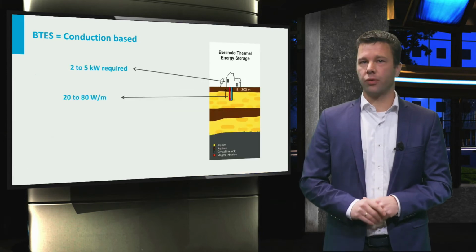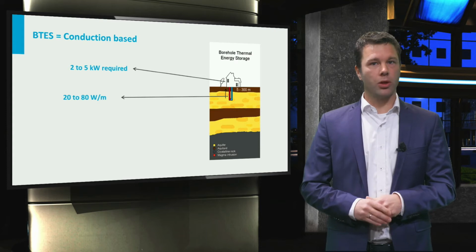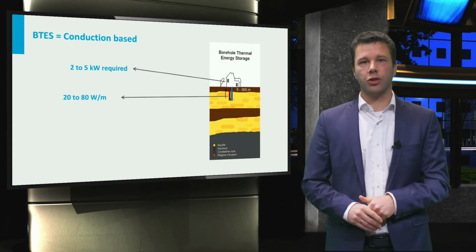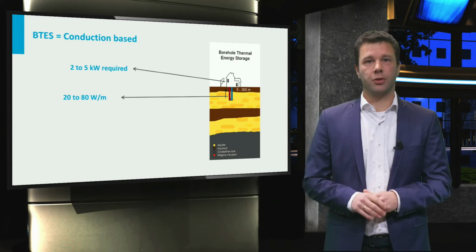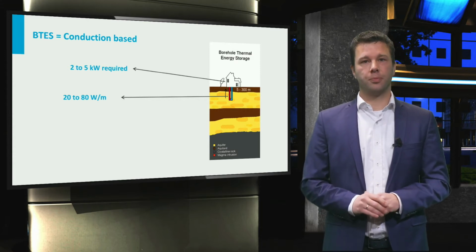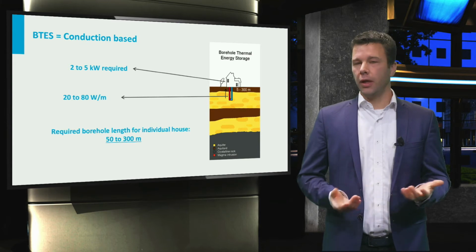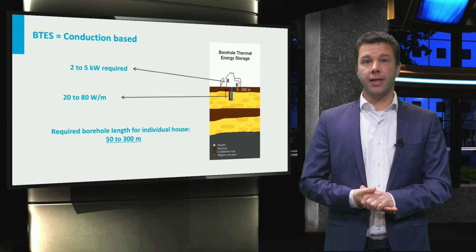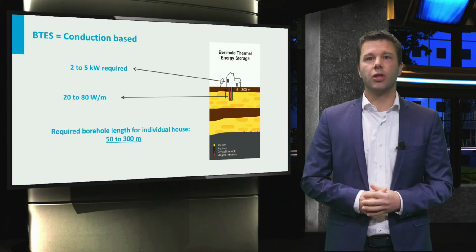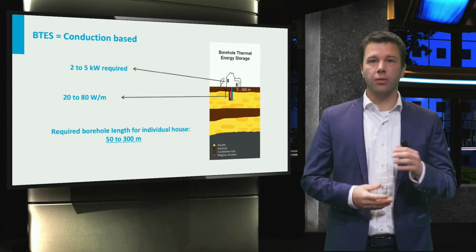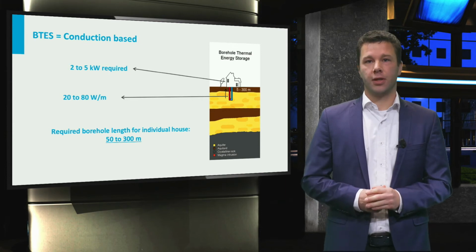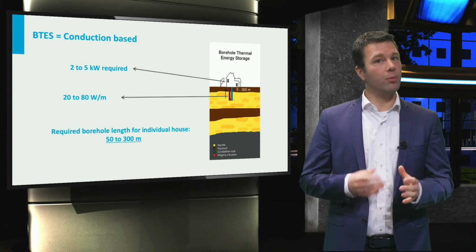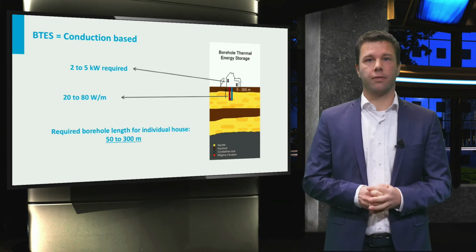Typical heat flow rates for BTES systems are 20 to 80 watts per meter borehole length, depending on the type of heat exchanger, the soil and medium temperatures, and the type of soil, of course. This means that a single family house, typically requiring a heating and cooling capacity of a couple of kilowatts, will need a borehole length of about 50 to 300 meters. This can be one single borehole if local geology allows this, but may also be multiple boreholes if the sediments are not thick enough.